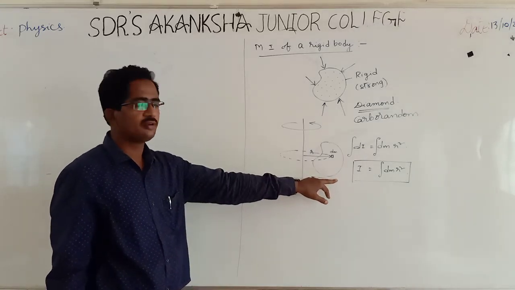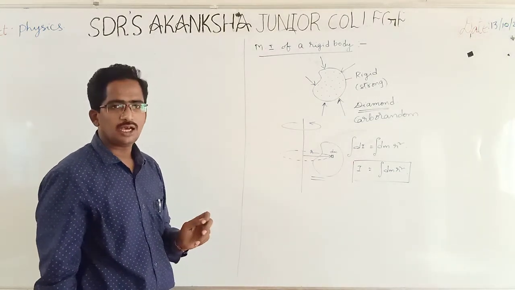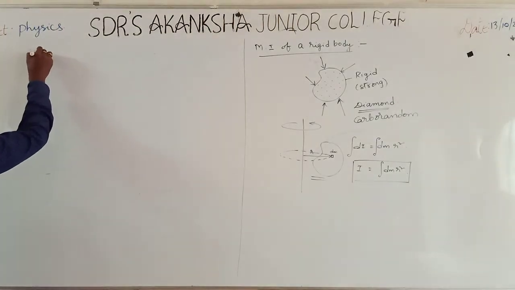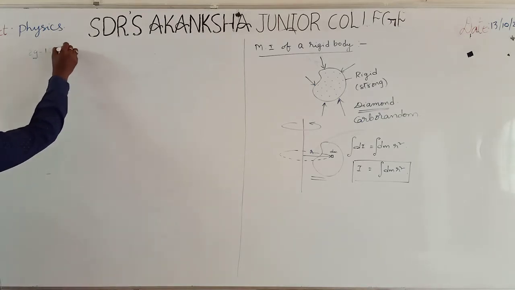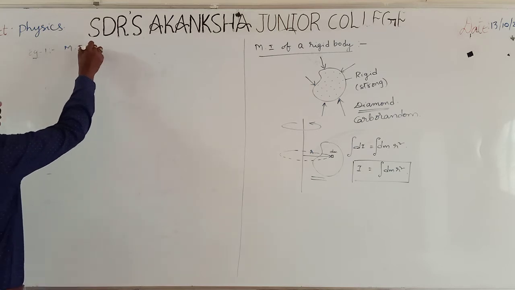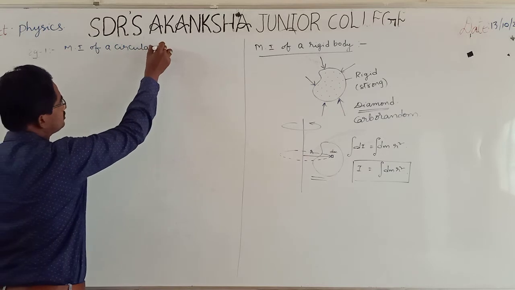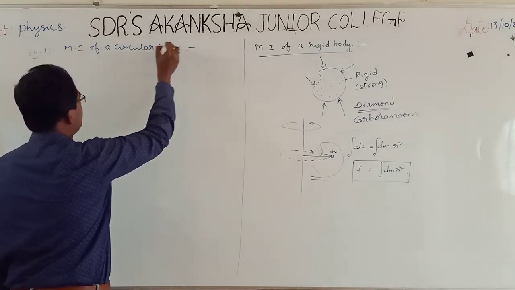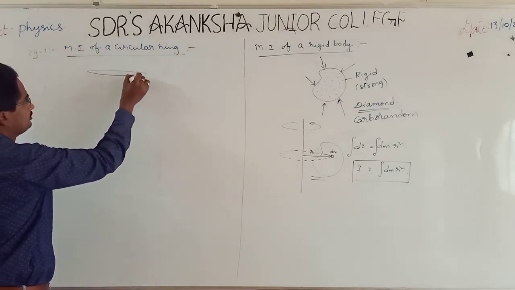So this is the formula for moment of inertia for a rigid body about a particular axis. Now I am taking an example. First one, moment of inertia of a circular ring. See, actually I am taking a circular ring here of mass M.